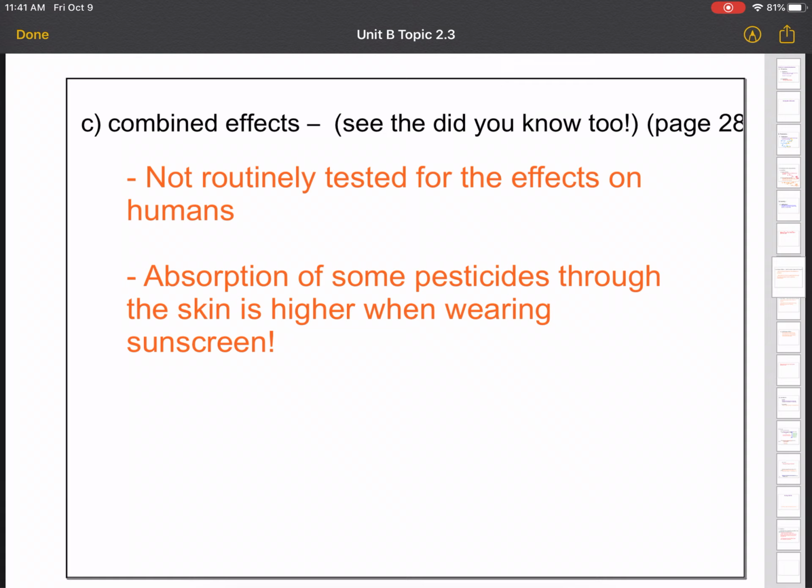So all of these things, the combined effects of using these sort of chemicals, it's not routinely tested for the effects on humans, and absorption of some of these pesticides through the skin is higher when you're wearing sunscreen, and typically people tend to be using these things outside in the hot summer and tend to be using sunscreen.